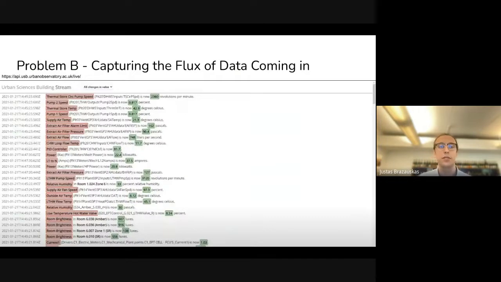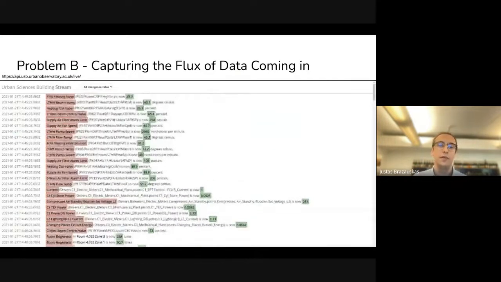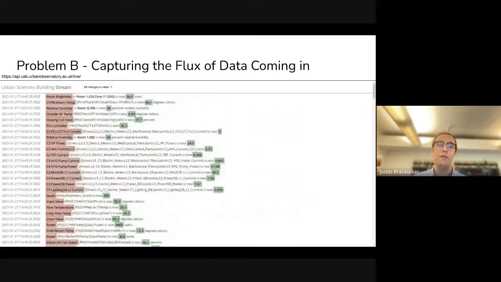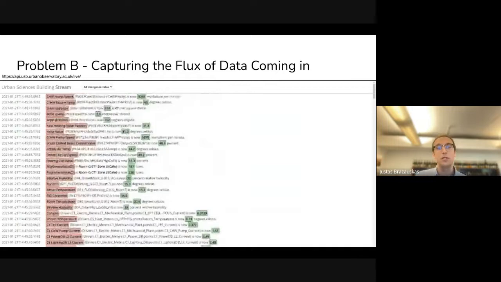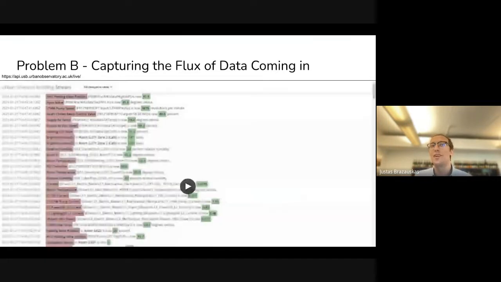Now, the second problem is what I call capturing the flux of data coming in. This is a video capture from our colleagues at Newcastle Urban Sciences Lab, where we have this flux of data coming in for a bunch of their sensors. And if they have over 300 sensors like we do in our building, there's a lot of data coming in every few seconds. And you want to capture the rate at which the data is arriving on your platform, right? But with simple heat maps or charts, it's quite difficult to do so.